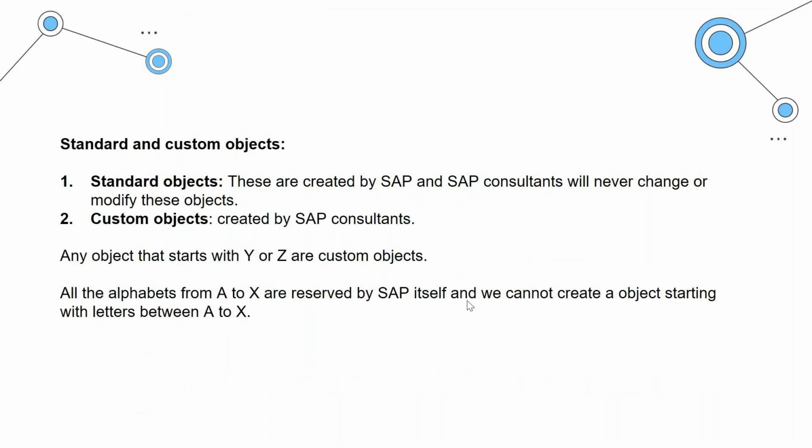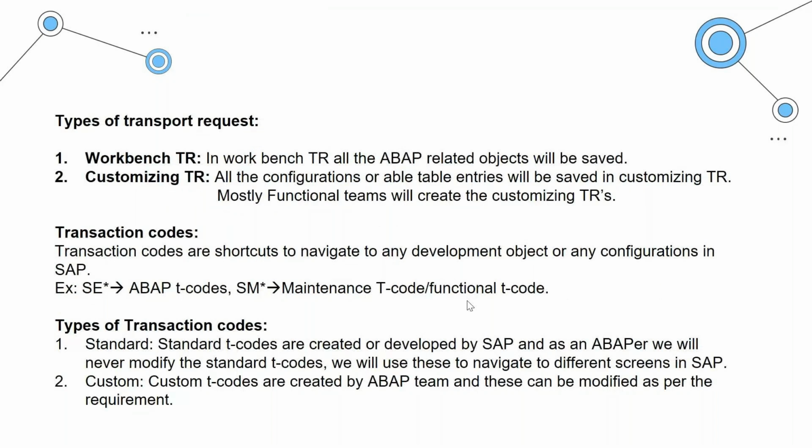Fine. See, till now I've been telling you standard, custom, right? Standard package, standard T code, etc. So exactly what is a standard object, what is a custom object? Now how to identify. Standard means created by SAP. Custom means created by consultants, means us. We, either functional, technical, whoever, but created by the consultants.